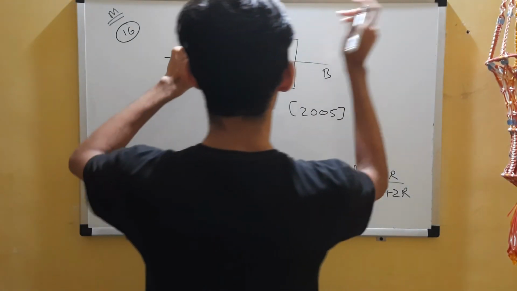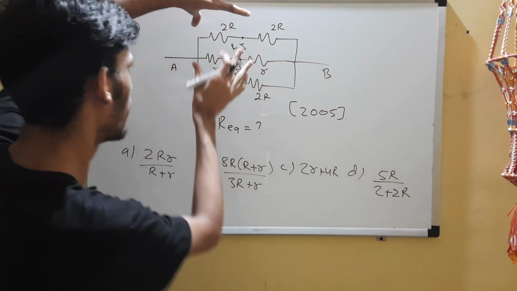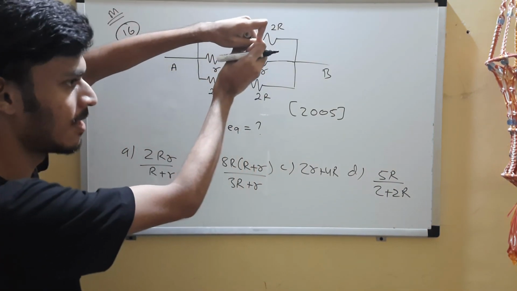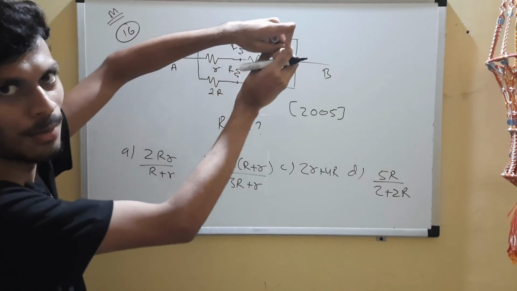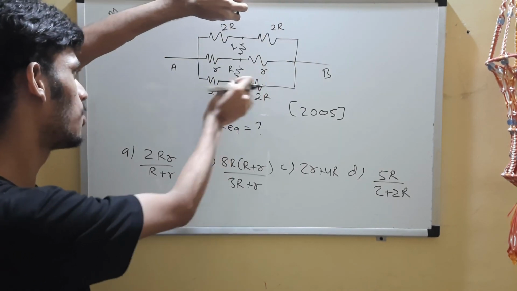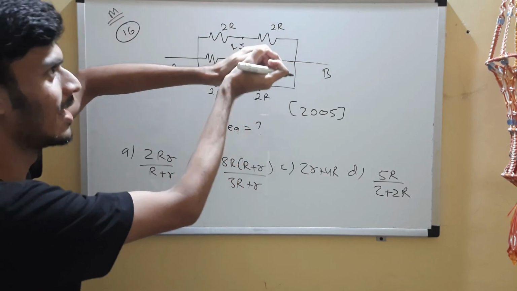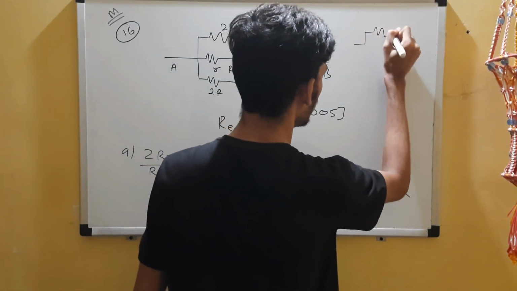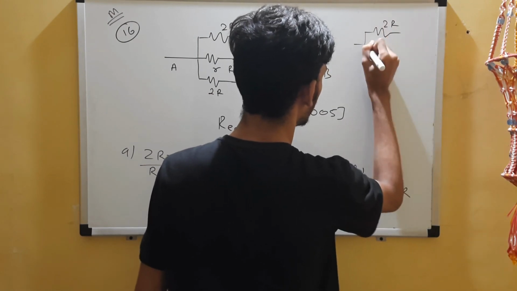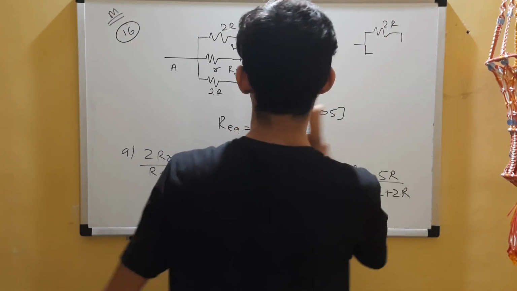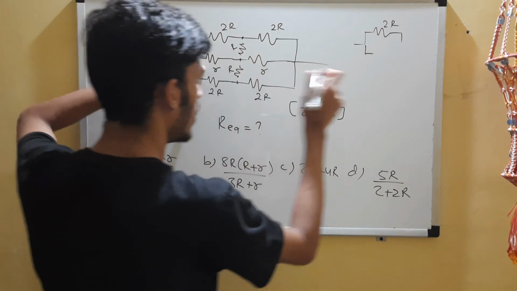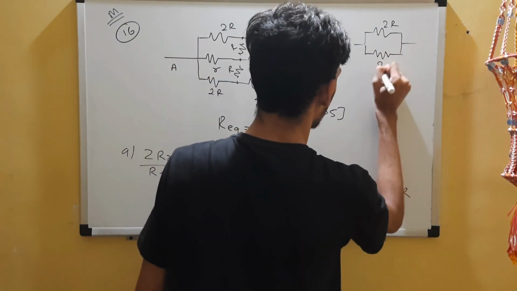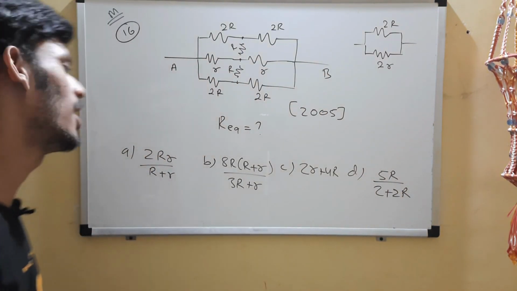So simply 2R plus 2R, that will be 4R. 4R in parallel with 4R gives you 2R. So finally we have 2R, and this 2R, R plus R, 2 small r. So we have 2 big R and 2 small r.